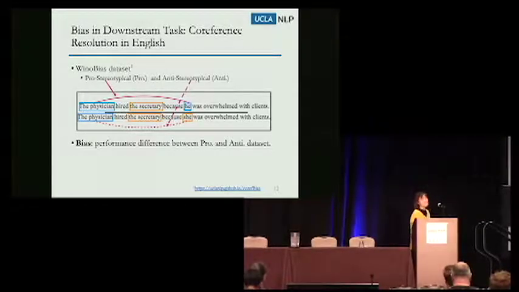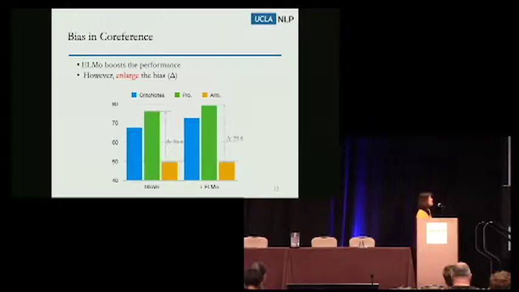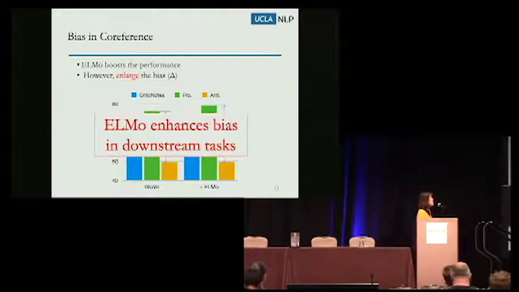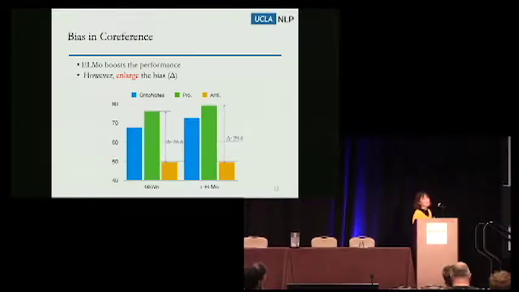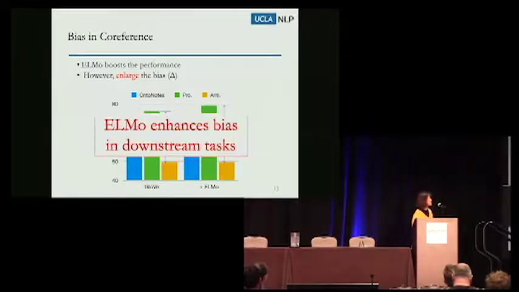So here is the result. We see that if we use ELMo, okay, go to the previous one. So we see that using ELMo, we can boost the performance on the benchmark dataset, but at the same time, it also enlarges the bias. So by far, we have seen that ELMo has a bias in its embedding, and it also influences the downstream task. Next, we want to discuss our method to mitigate such bias.